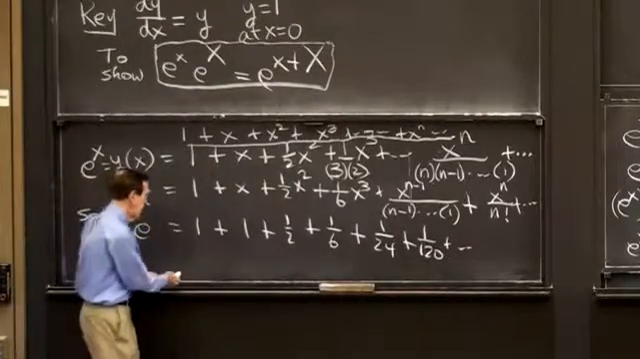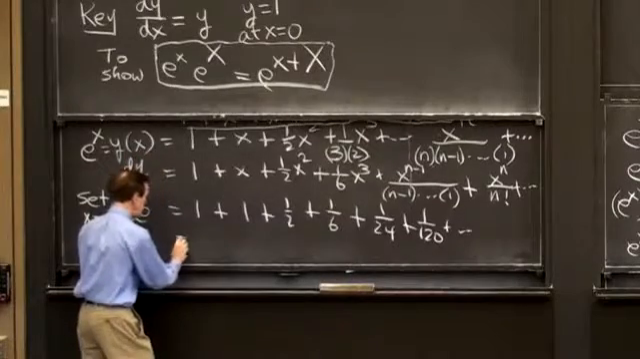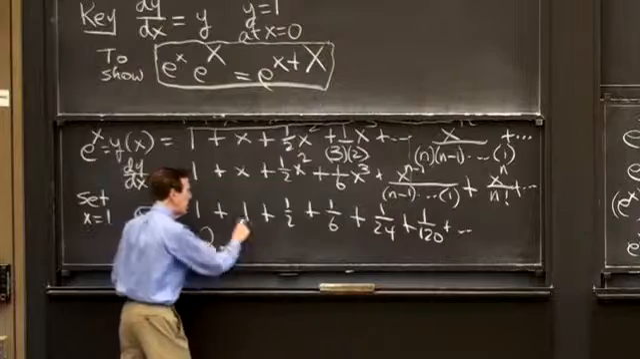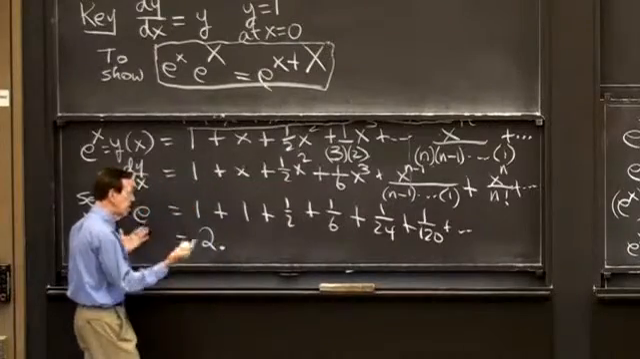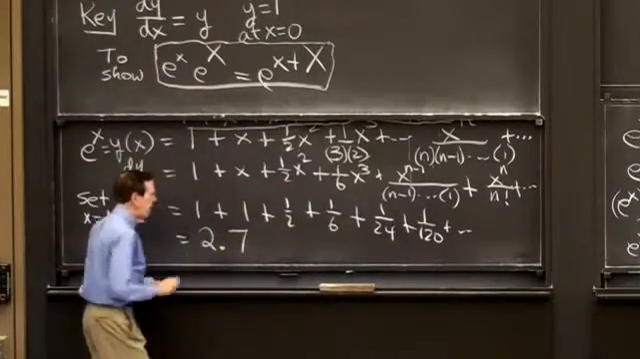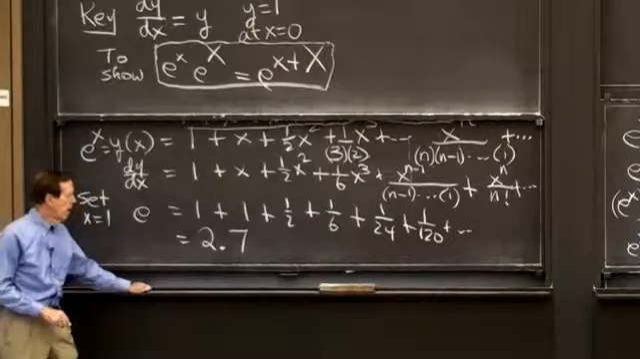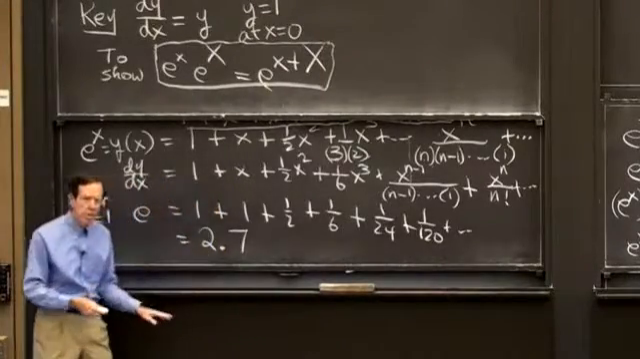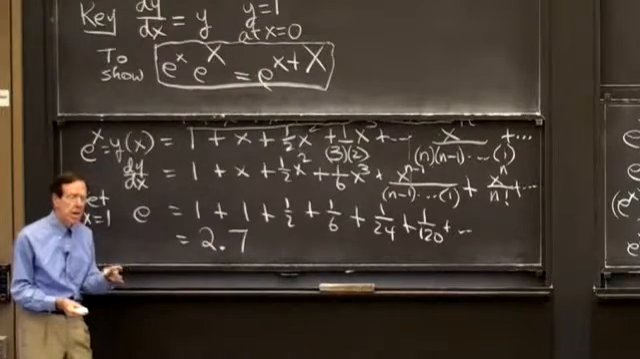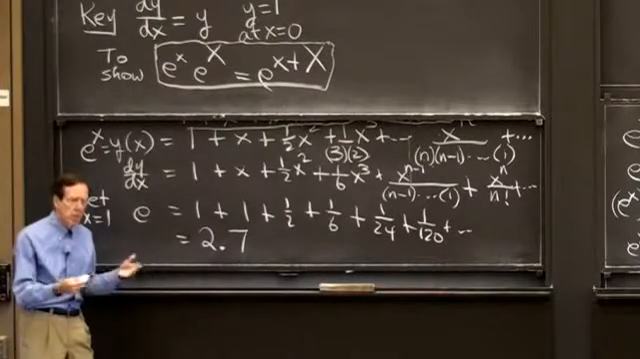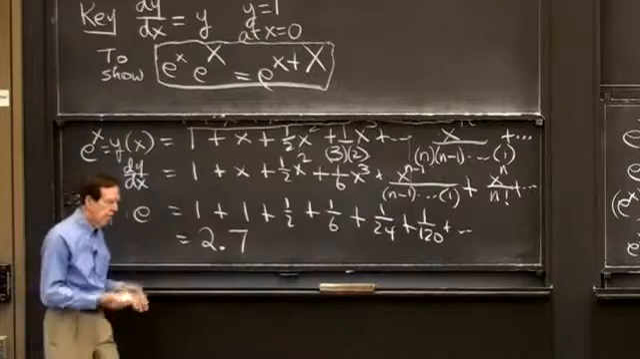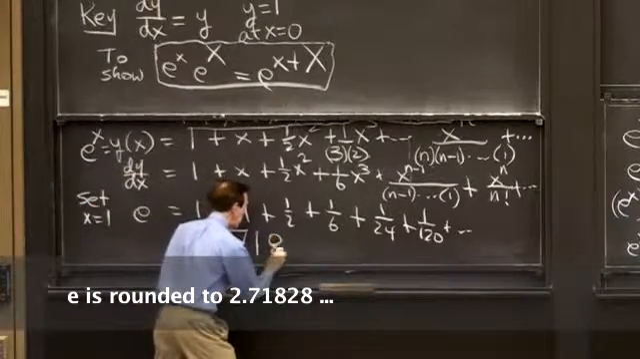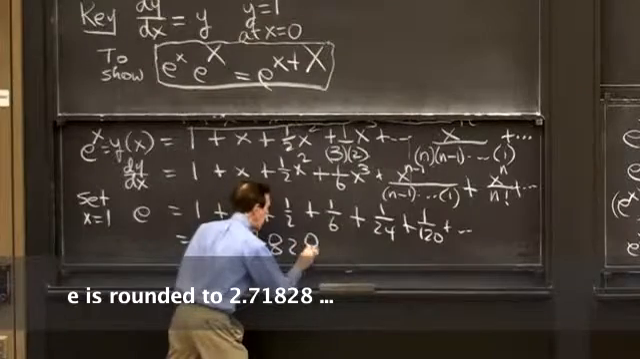And actually, the number turns out to be 2 point something, a little more than 2 2/3. So it's around 2.7. But it's not exactly 2.7. In fact, it's not exactly any fraction or any finite decimal. It goes on and on. 1, 8, 2, 8, something.